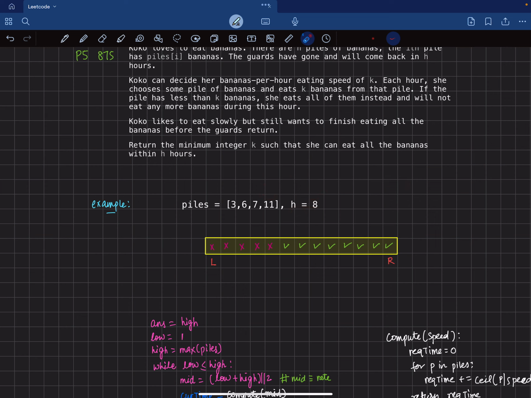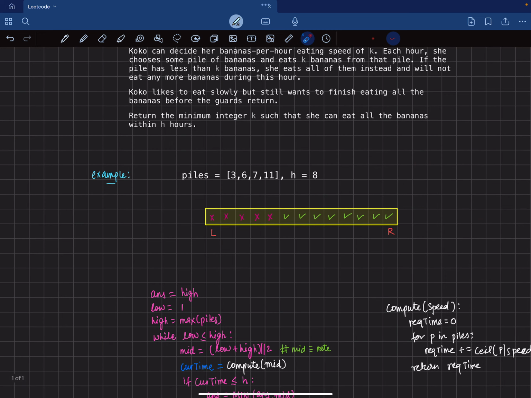In this case, since we have not been given a direct sample space for k, we will have to determine the sample space for k. By sample space, I mean the range for k, the lower and the upper bound for k, and we have to search within that range, and we have to determine the minimum value within that range. How do we do that?